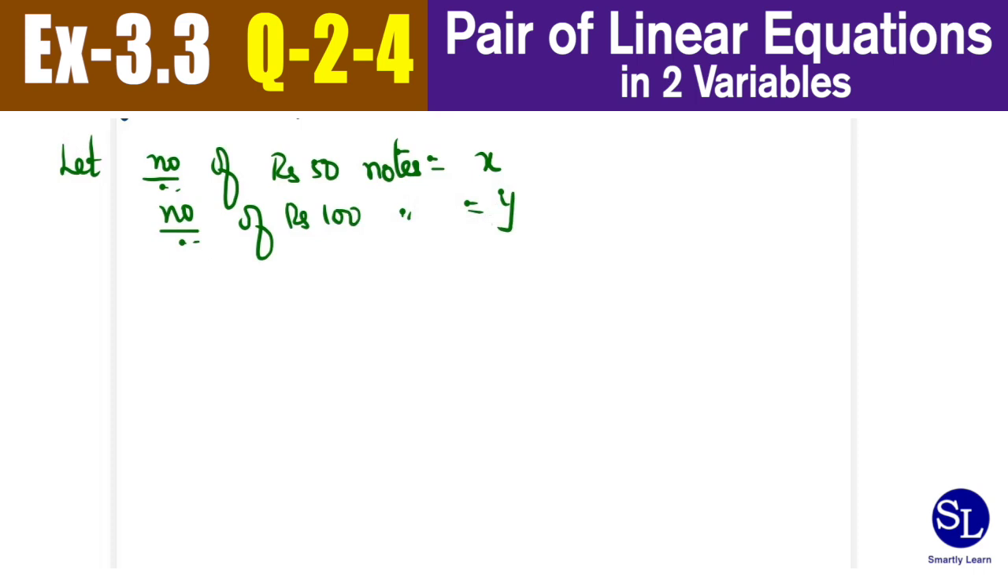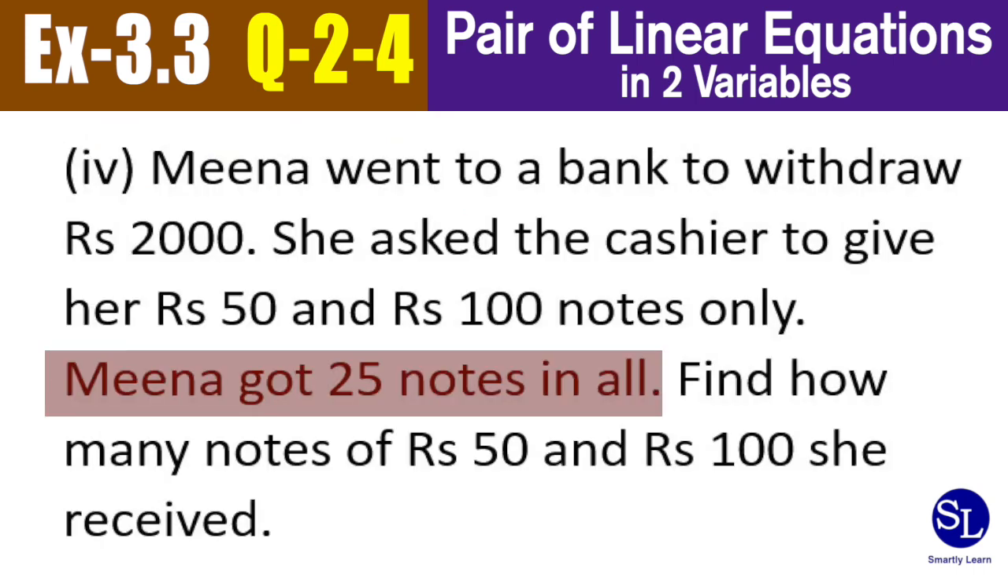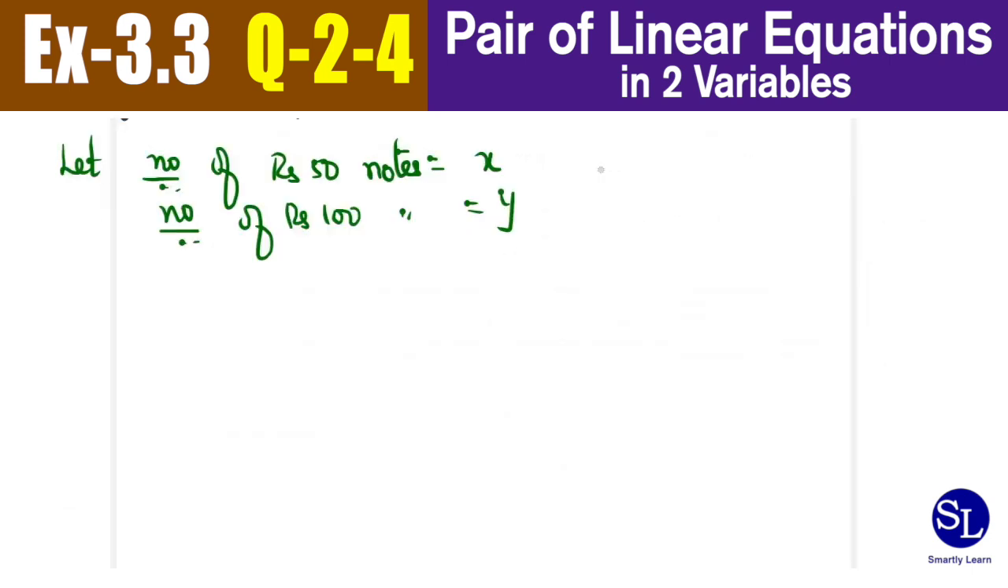Now let's form an equation on top of these variables. The first statement was she got 25 notes in all. So which means when I add x plus y, I should be getting 25. There comes the first equation.